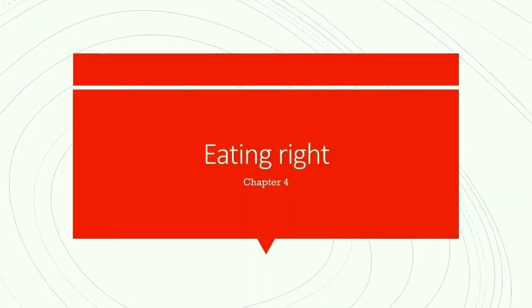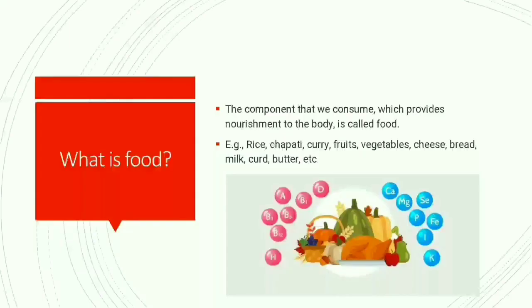So let's start a new chapter, that is chapter number 4, Eating Right. Now tell me, what is food? The component that we consume which provides nourishment to the body is called food. That means any nutritious substance that people or animals eat or drink in order to maintain a healthy life and to grow. They are called food. Examples of food can be rice, chapati, curry, bread, milk, curd, butter, etc.